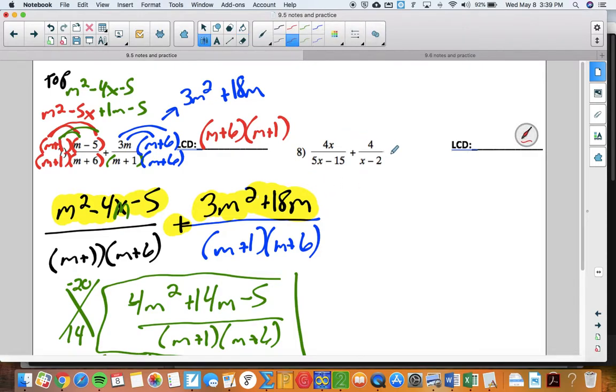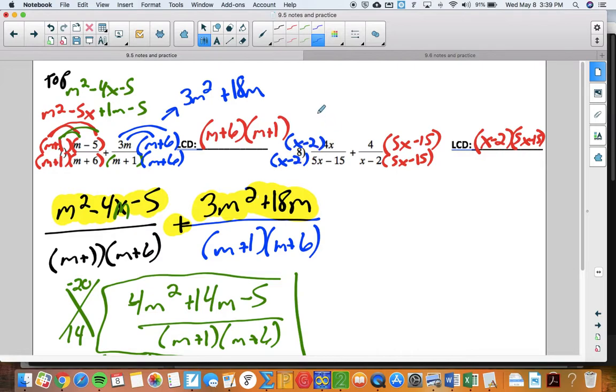So if you want, you can just multiply this by 15, x minus 3, minus 15, excuse me. So that's going to be our least common denominator, x minus 2 times 5x minus 15. I don't know why I started on the right side, but I did. And then you'd have to multiply this by x minus 2.